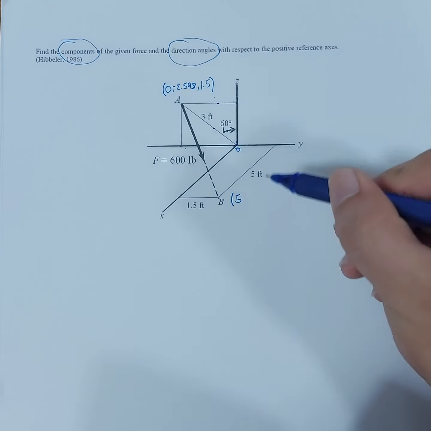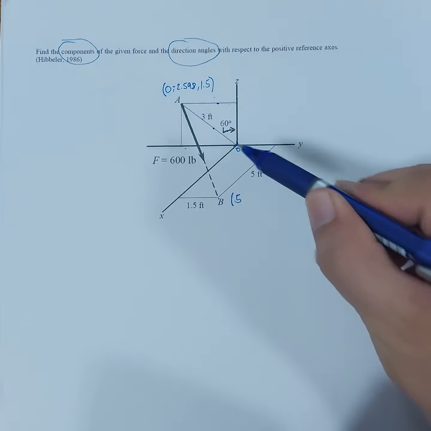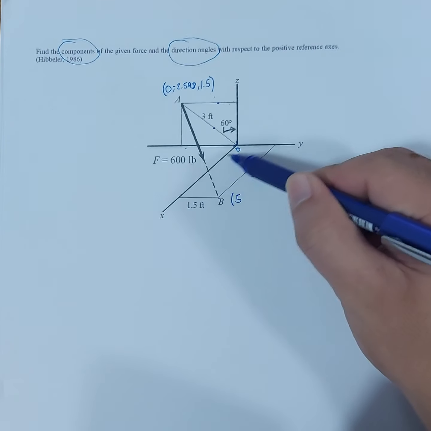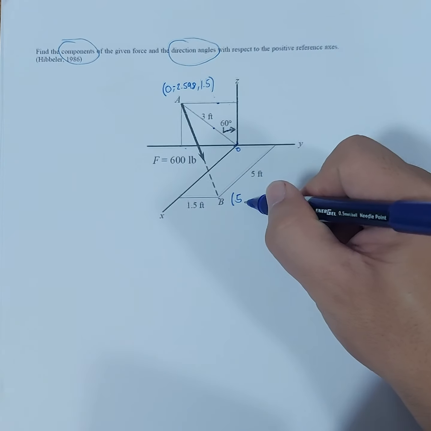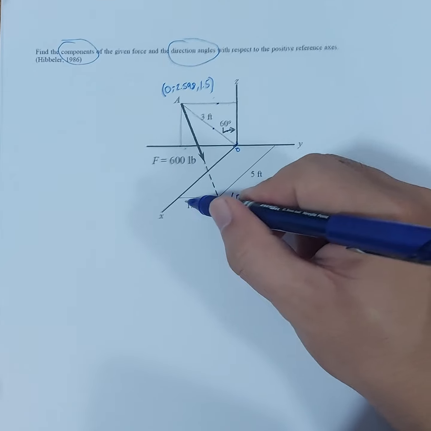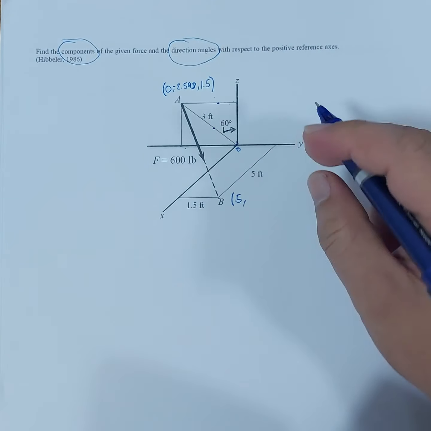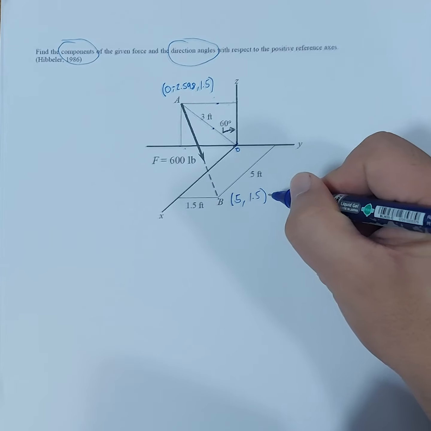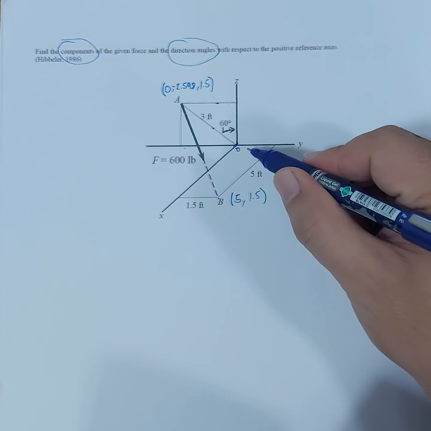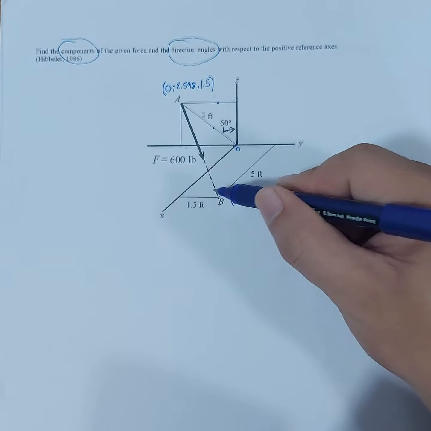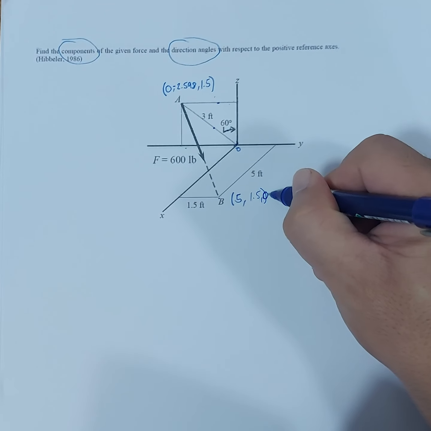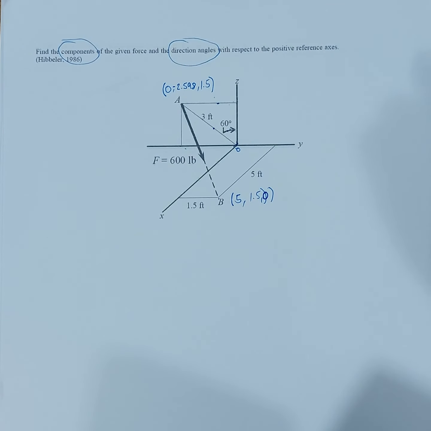Alright, going back to point B, the x coordinate is positive, so 5 feet according to this measurement. And then the y coordinate is 1.5, positive. And the z coordinate, it has no z. So point B is along the xy plane, so the z coordinate is 0. Okay, so our coordinates are set.